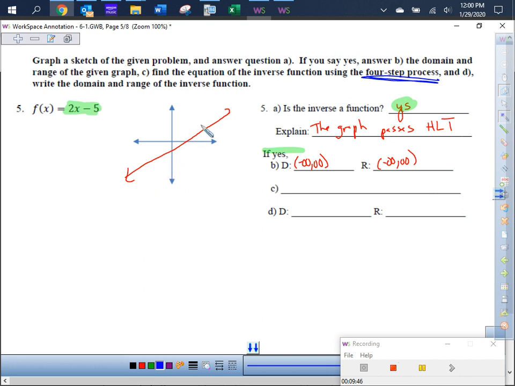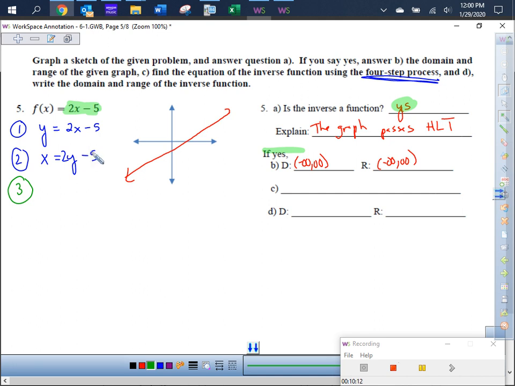Part C says find the equation of the inverse using the 4-step process. That's what we did on Desmos last time. We have to do the 4 steps. The first step was to change f of x to a y. Simple enough. The second step is the true inverse step. That's where you switch x and y around. That's what inverses are all about. So we did it. And then step 3, we're going to solve for y.